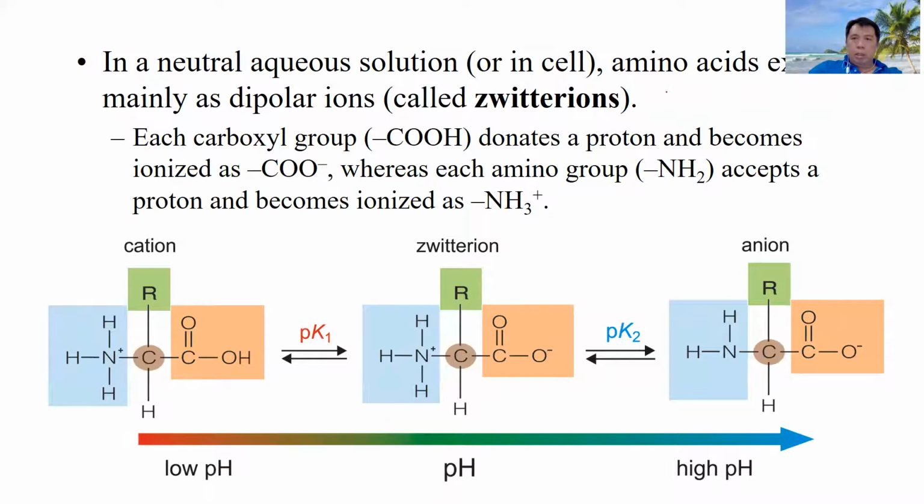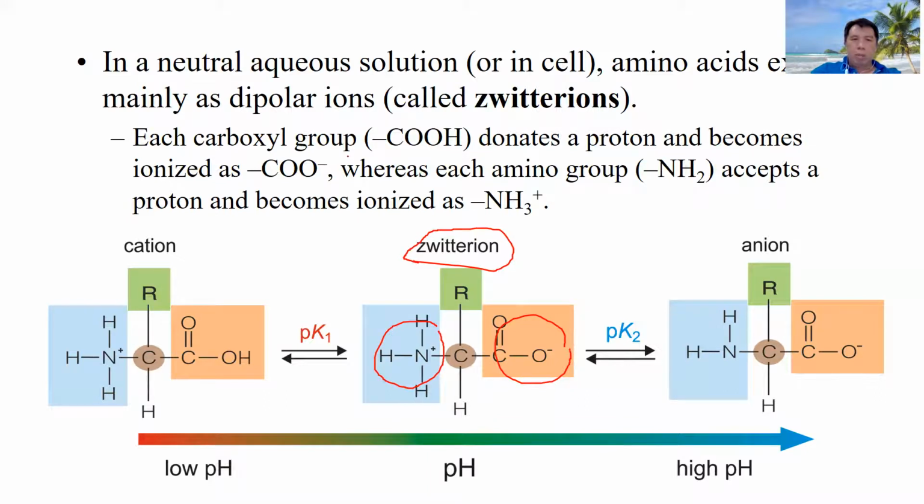Okay, so when the amino acids are found in the cytosol of a cell, or what we call the cytoplasm, the amino acids will exist normally in a dipolar ion form, or what we call a zwitterion. Zwitterions means the amino acid has a positive charge group and also a negative charge group here.